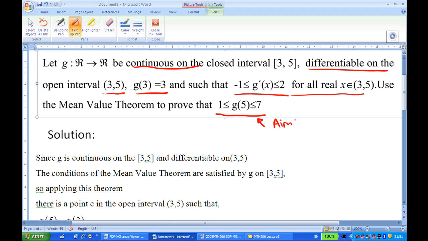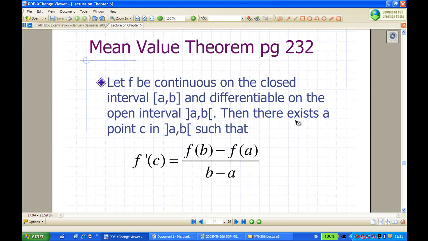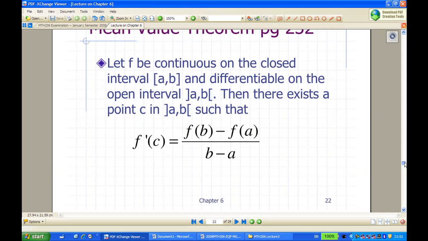To do this, we must make use of the mean value theorem, so you must understand the statement of the mean value theorem. The statement says that if you have a function f continuous on a closed interval from a to b and differentiable on the open interval from a to b, then there is a point c on the open interval from a to b such that f prime of c is equal to f of b minus f of a over b minus a.